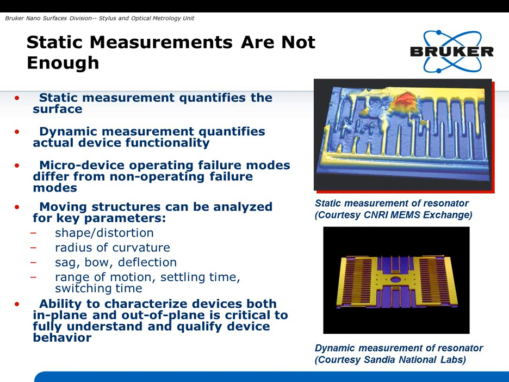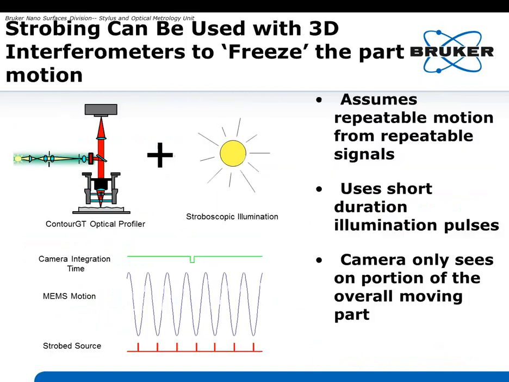And so you need to really characterize the moving structure. So you look at shapes, distortions during motion, radius of curvature, sag, bow deflection. What is the range of motion? What is the rise time? What is the settling time? And then you can also characterize the resonant frequencies of the devices very precisely using dynamic techniques. So you need to be able to do both in and out of plane motion. You need to be able to look at both static and dynamic.